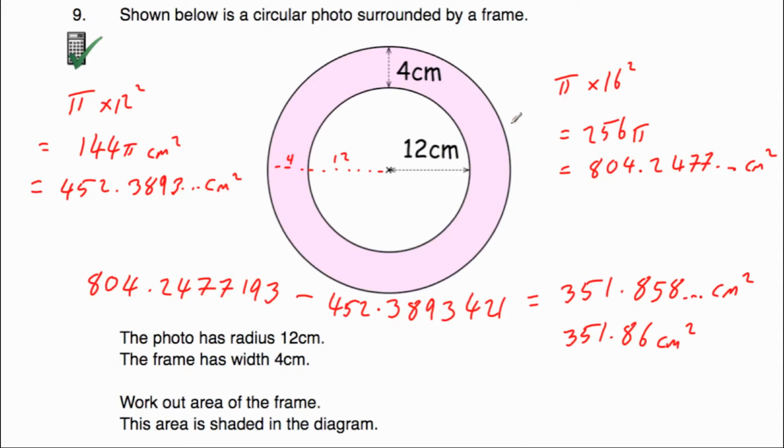Now also, as I was saying, we could use our answers in terms of pi. So we could have done 256 pi, subtract 144 pi. And when we do that, we get an answer of 112 pi. And then we could change that into a decimal number, and that would be 351.8583 and so on, the same answer. And again, if you rounded it, you get the same thing as 351.86. So that's it. So to get the area of the shaded region, we just worked out the area of the whole big circle, worked out the area of the smaller circle, and took them away to see what's left.